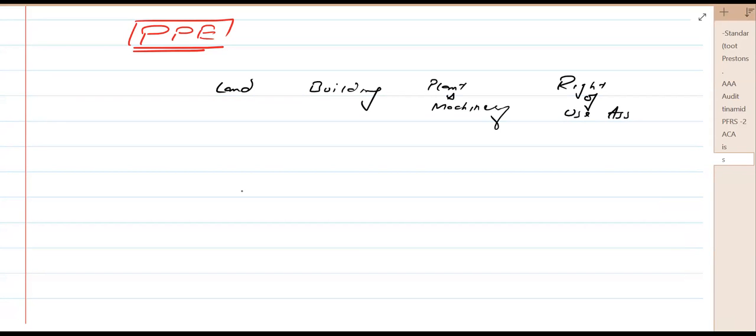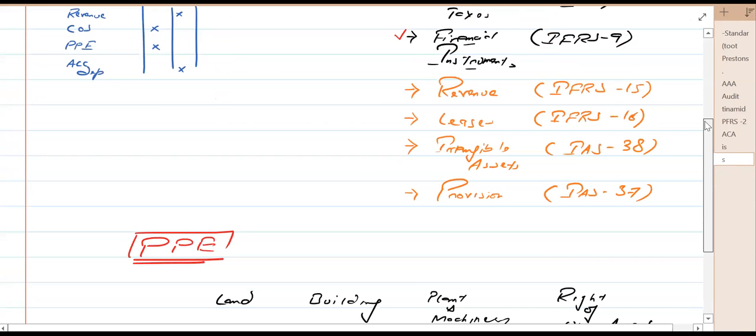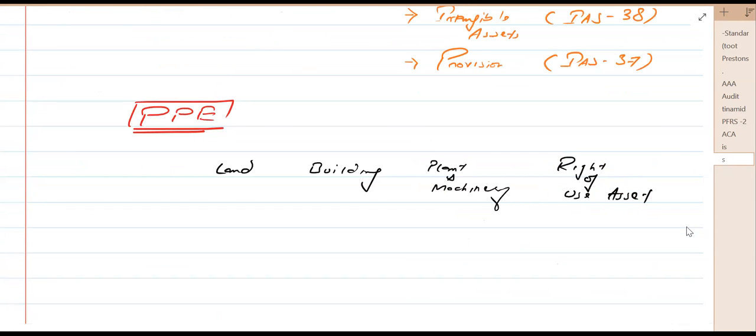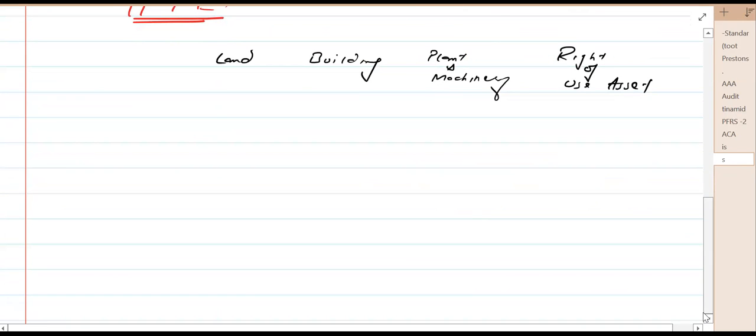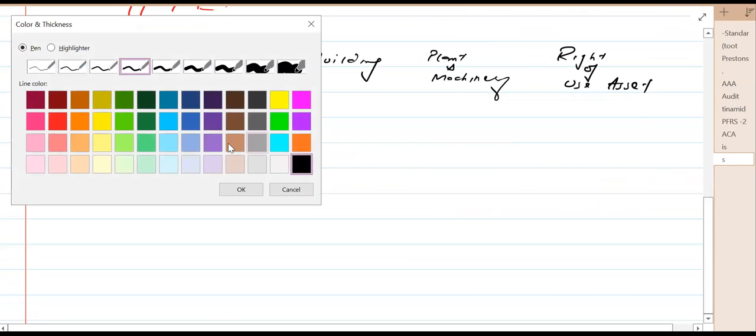Because we will be doing the question on Excel or a spreadsheet, you need to write these in different columns. For example, if you're using a spreadsheet, write land in one column, then building, then plant and machinery, and then right of use. Why am I not using a spreadsheet right now? Because I have to write so many things to explain, so that's why I'm using this currently. You can use Excel for your spreadsheet for yourself.